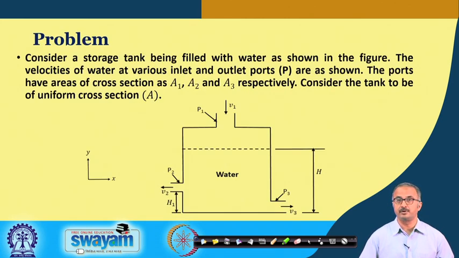Next we come to a problem where we shall see how to apply the material balance. Now we are going to the lumped parameter analysis or macroscopic balances. Here we have a problem which says that we have to consider a storage tank being filled with water as shown here, and here we can see that in this particular tank there are several ports. One port is for the inlet of water, and there are two ports which are the outlet of water.